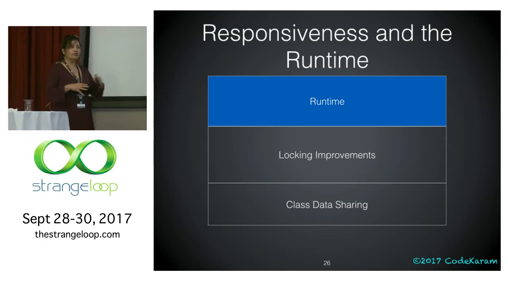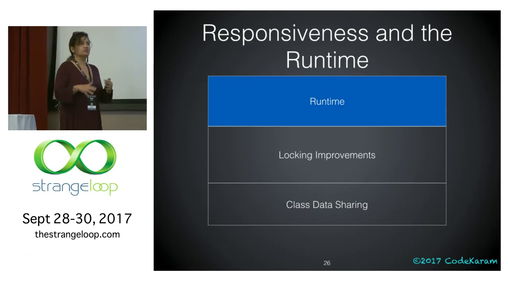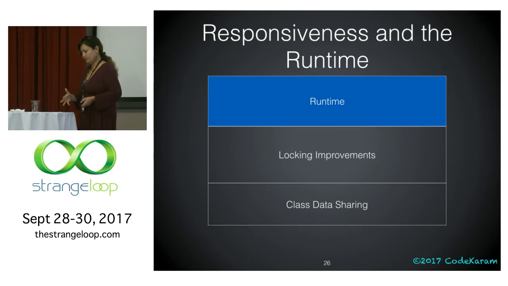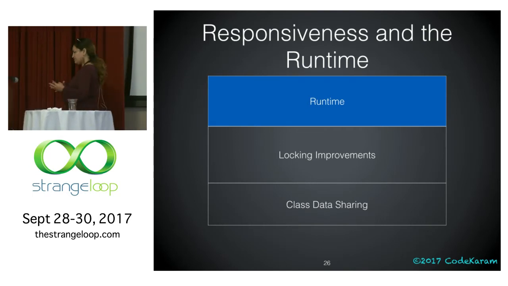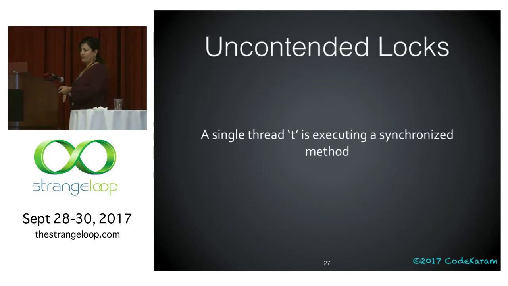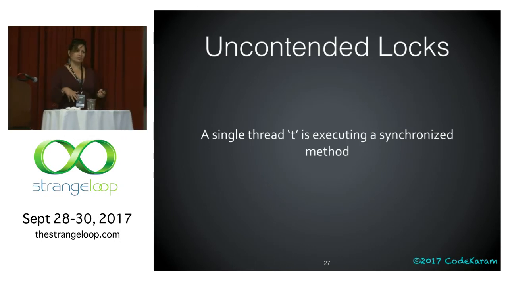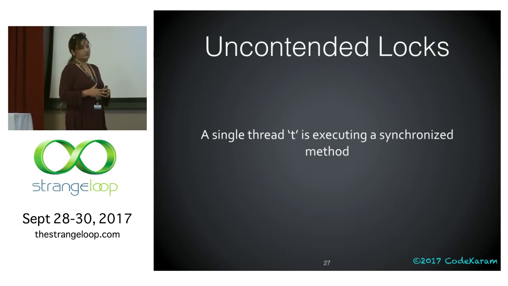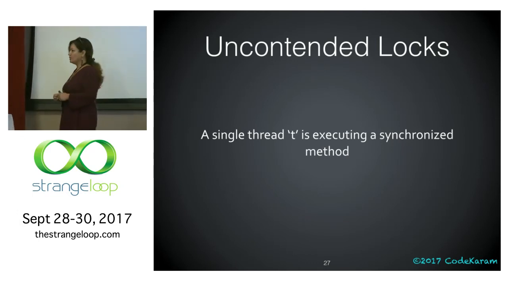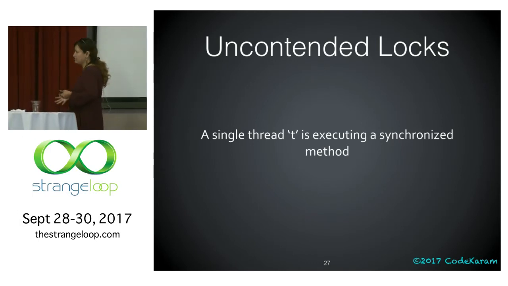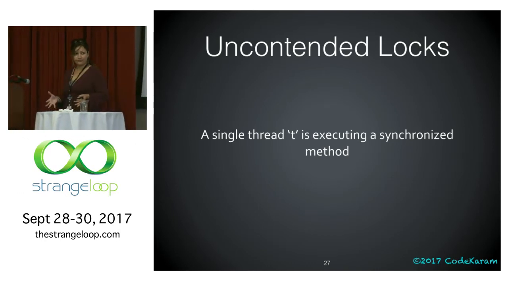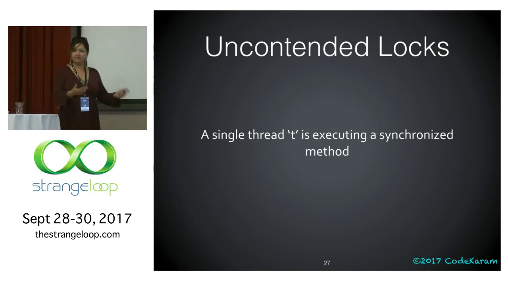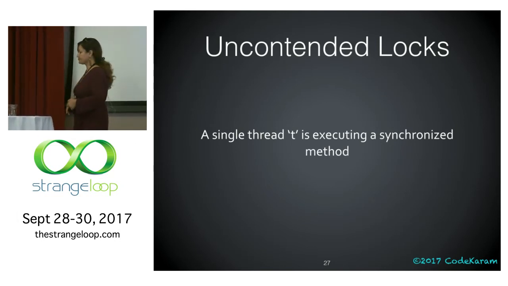Let's now talk more about the locking improvements. Over the years, I think maybe since Java 5 or so, up until Java 9, where a new improvement was added, we have seen various flavors of locking improvements. So what kind of locks do we usually target? The first kind, of course, is uncontended. We have a single thread T trying to execute a synchronized method. That's called an uncontended lock because it's just a single thread trying to execute the method.